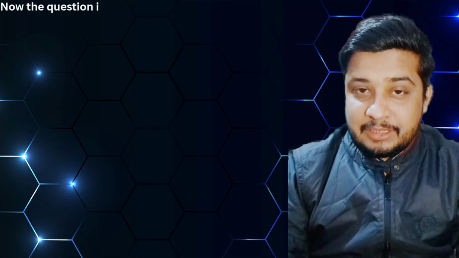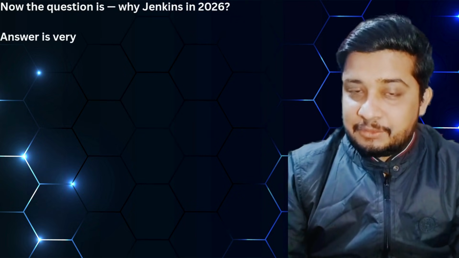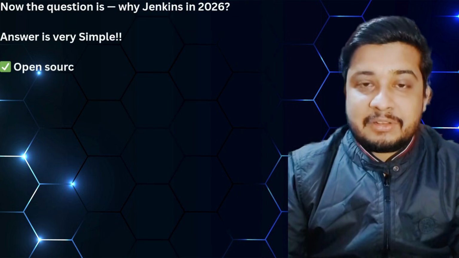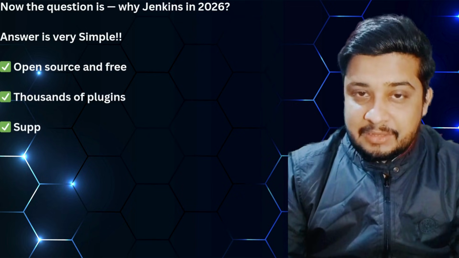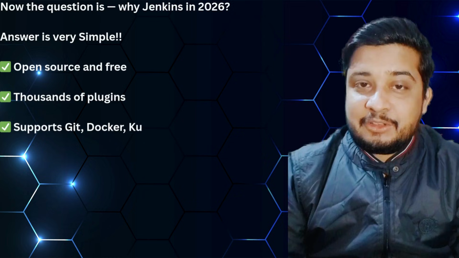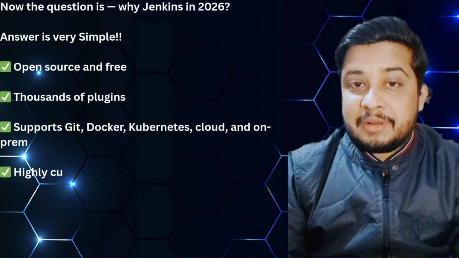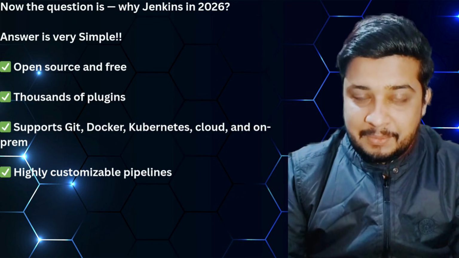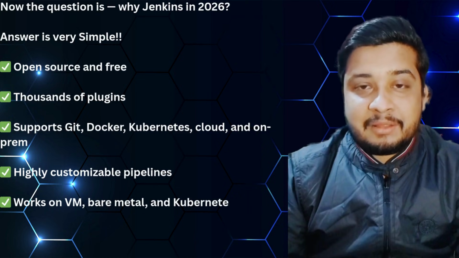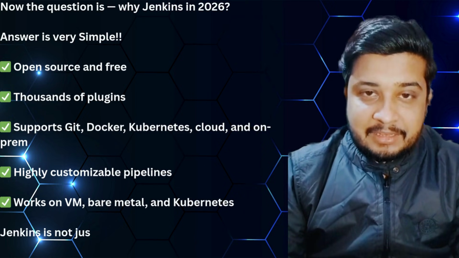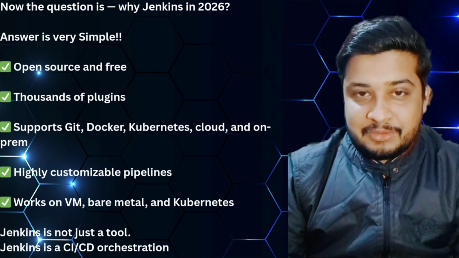Now the question is, why Jenkins in 2026, right? The answer is very simple. First, it is open source and free, with thousands of plugins. It supports Git, Docker, Kubernetes, cloud and on-prem, right? So it is a highly customizable CI/CD pipeline, right? It works on VMs, bare metal and Kubernetes. So Jenkins is not just a tool, Jenkins is a CI/CD orchestration engine, right?